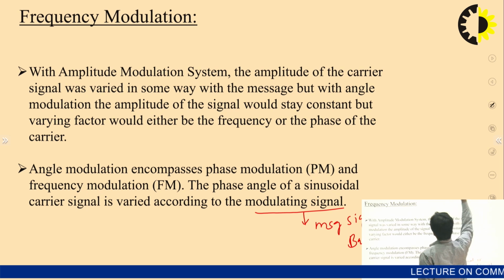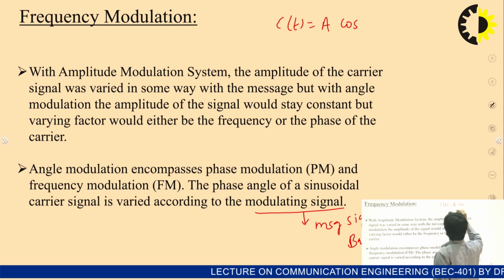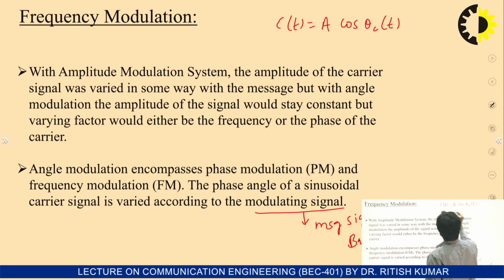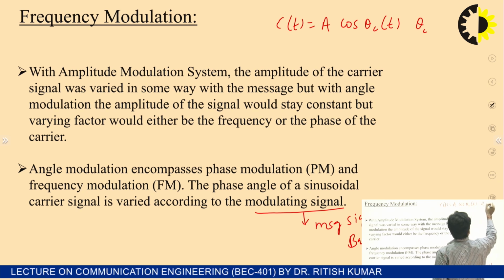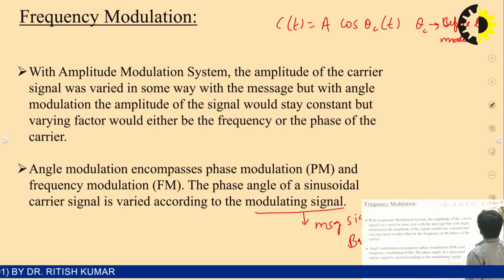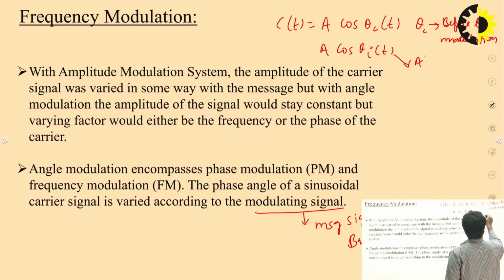Initially, I will write the carrier signal as A cos theta_c(t). Here theta_c is the angle before the modulation, and A cos theta_i(t), where theta_i(t) is the angle after the modulation.